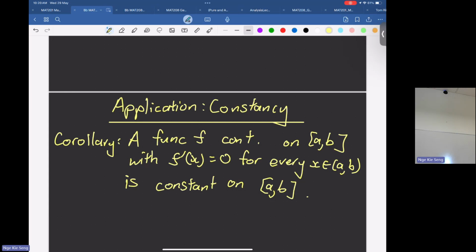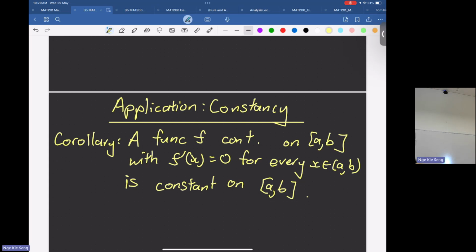Okay. You see why? It seems quite trivial, right? Quite trivial, but you see, f prime x equals 0. I didn't require it to happen at the endpoints. I just required it to happen at the middle points. But it's enough. It's enough to say that it's constant on AB.